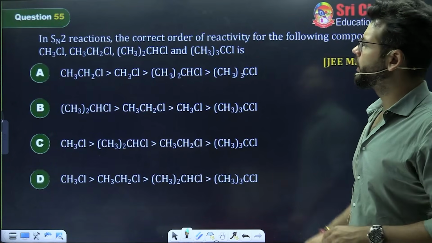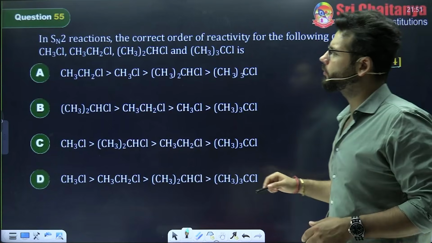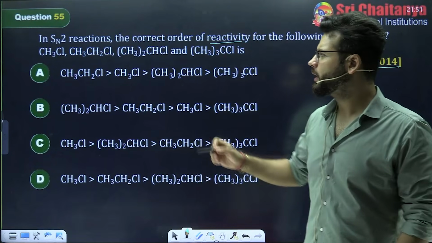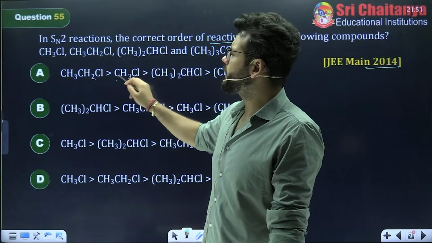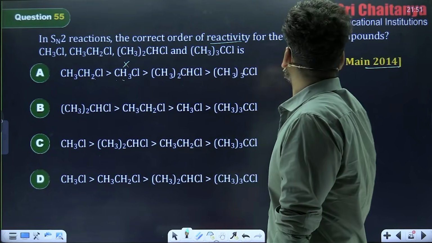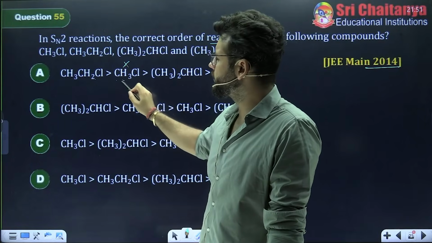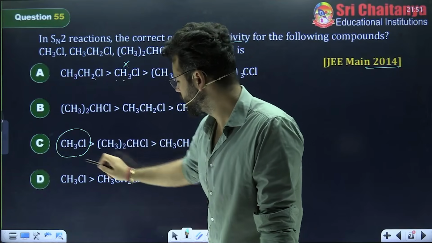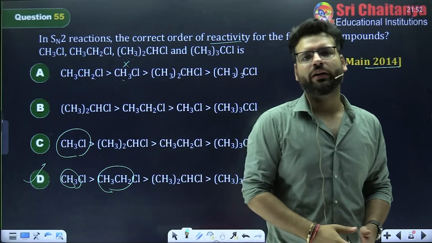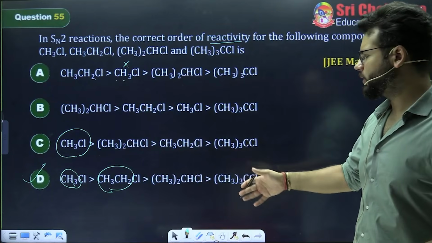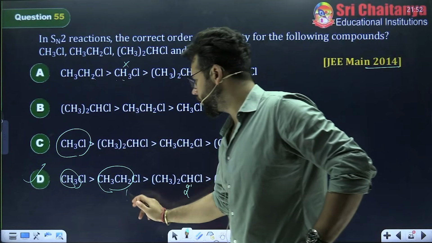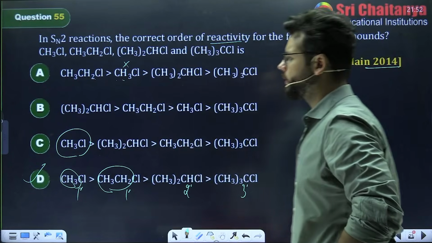Basics should be clear. See, the 2014 question: SN2 reaction, correct order of reactivity. Just now we have solved it, I hope you will be able to do it yourself. I told you about these two; in these two, this is more reactive. So this is a wrong order, because SN2 means steric hindrance. Least steric hindrance will be in CH3Cl, then this. So option D: methyl chloride, then ethyl chloride, then secondary, and tertiary would be the worst. Primary with the least bulky alkyl.